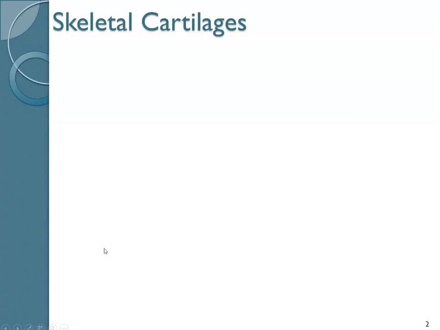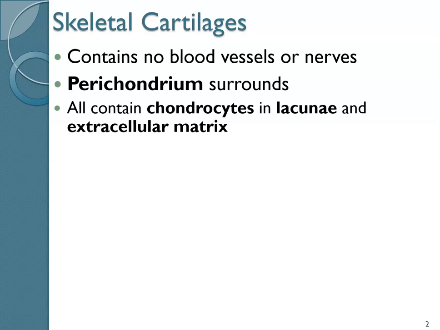So first of all, we just need to quickly recap about cartilage, because cartilage plays a big role with the skeletal system, right? Cartilage is the only connective tissue that does not have its own blood supply. It depends on the perichondrium, which surrounds it, for its nutritional needs.